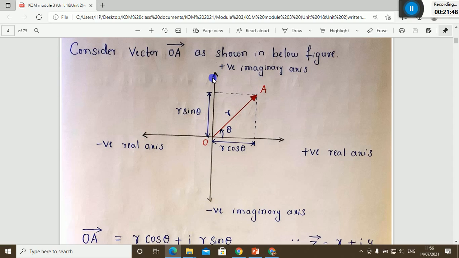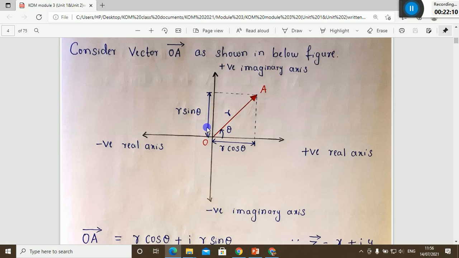Please draw a rough diagram. This is a representation of the vector, the same vector I have shown on the slide. This is the vector OA. Please draw this vector OA, and this is the origin. This is the origin point O.